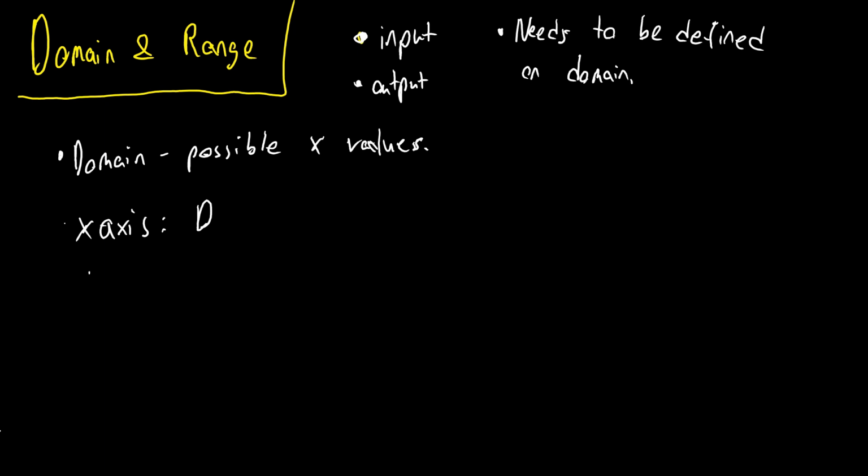Y-axis is your range. And if you don't remember, range is your possible y values, right? Really, your domain is related to your input value, while your output value is related to your range. Okay, so let's move on to some examples here.